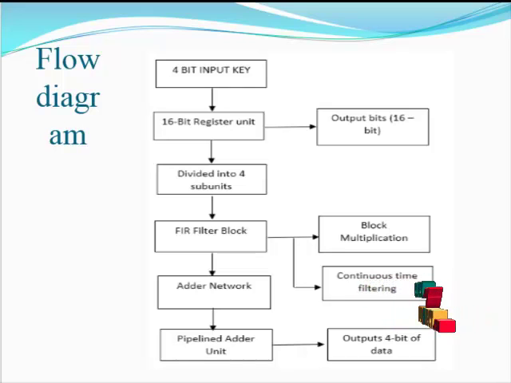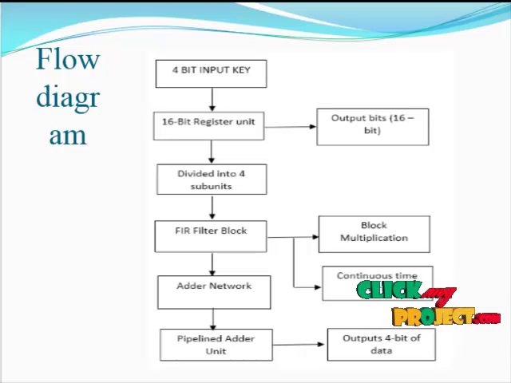The first 4-bit subunit of the 16-bit data is multiplied in the first multiplier unit, and the second subunit of the 16-bit data is multiplied in multiplier 2. The third subunit of the 16-bit data is multiplied in multiplier 3. The fourth subunit of the 16-bit data is multiplied in multiplier 4. The output of the 4 multiplier blocks is given as input to the full adder. The full adder outputs 16-bit data.